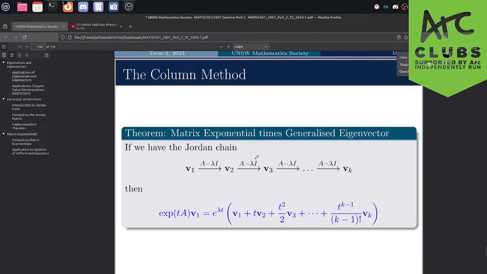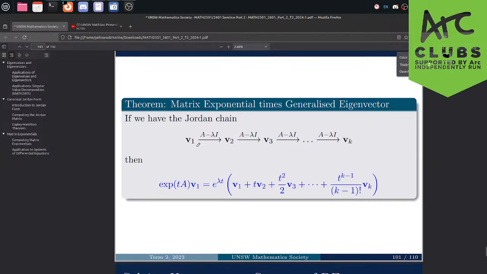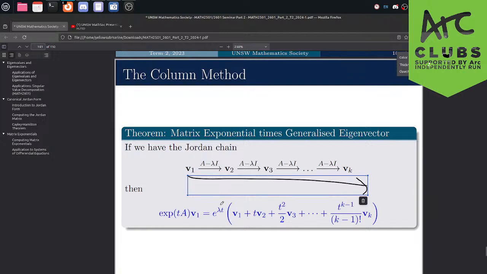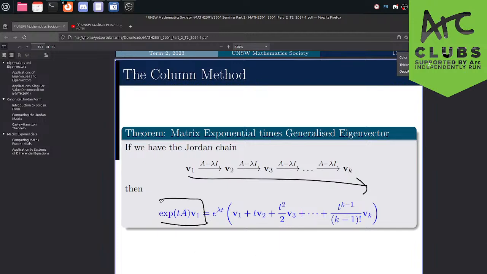All right. If we have a Jordan chain of this form, then we actually have an easier time calculating the exponential matrix times a Jordan chain vector. So remember from before, say you want to calculate exp(tA) times v1, right?